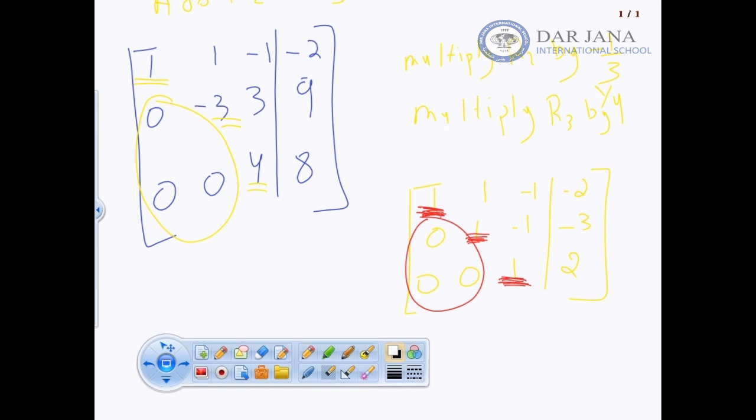So apparently this matrix is in row echelon form, not in reduced row echelon form, and I'm going to explain the reduced row echelon form in a bit.